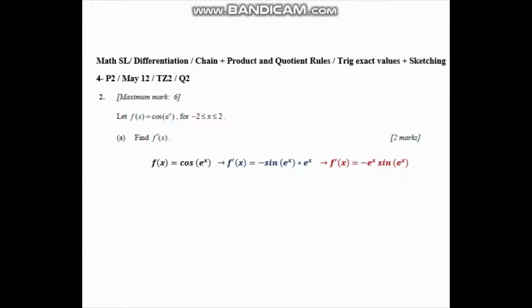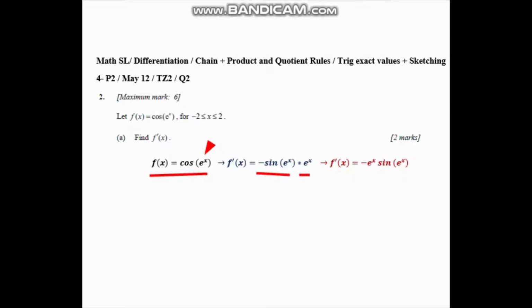So this is a direct application of the chain rule. We are given the function cosine e to the power of x, and the derivative of that is negative sine e to the power of x. This is the derivative of the outer function, the cosine function, and we multiply that by the derivative of the inner function, and the derivative of e to the power of x is also e to the power of x.